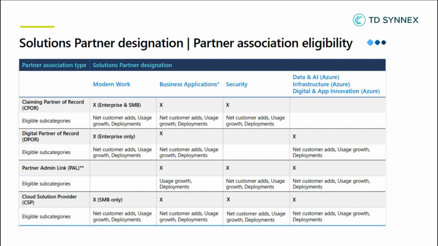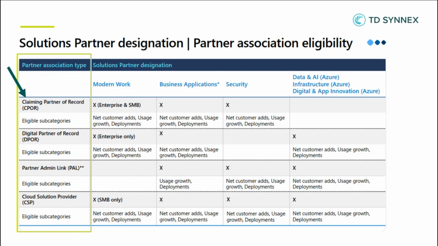If you are a Microsoft CSP reseller, you are probably familiar with the CSP Association, and you know that you get recognized and earn points in the Partner Capability Score for selling CSP cloud services. But did you know that CSP doesn't count for all designations, and there are other partner associations you can leverage? So CSP counts in the designations for modern work SMB only. It counts for business applications, security, data and AI, infrastructure, and digital and app innovation.